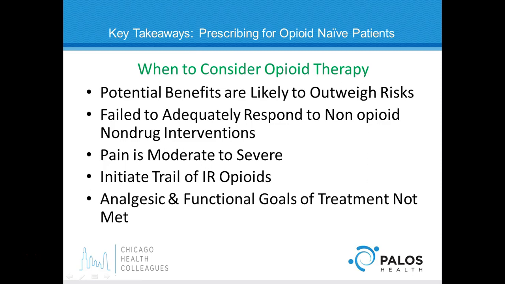When to consider opiate therapy: when potential benefits are likely to outweigh risks, if they have not responded to non-opiate drug interventions, which we previously mentioned, and the pain is moderate to severe. Always try immediate release opiates first, and if this fails, then one may advance to other forms of therapy. More importantly, also consider the analgesic and functional goals of treatment. If these are not being met, this can be determined by inquiring about the IADLs and the quality of life.